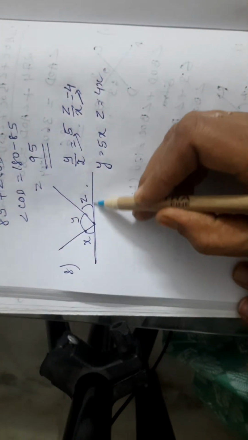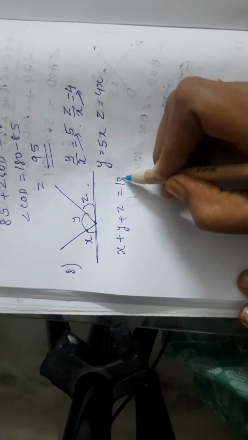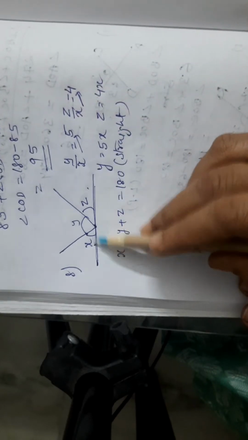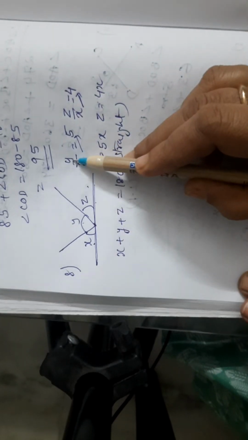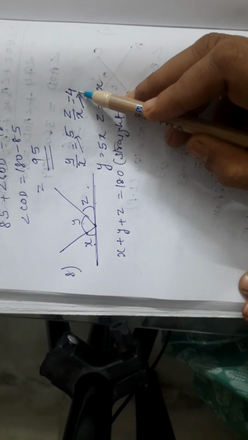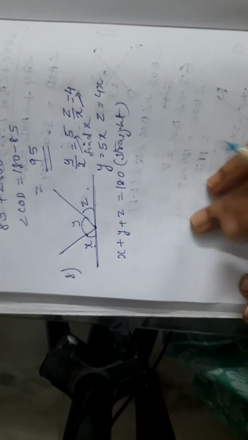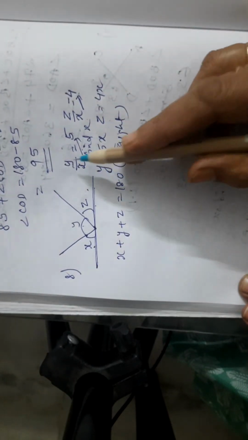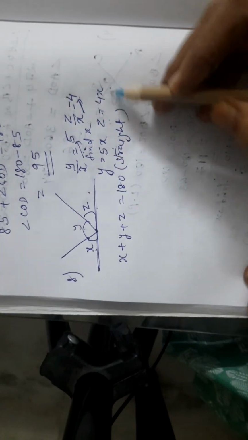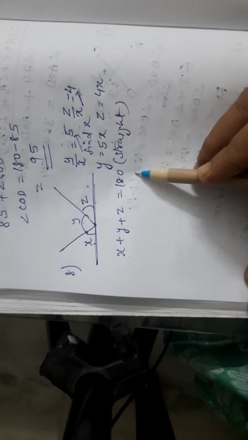Now as I told, the angles are making a straight angle. So x plus y plus z will be 180. The reason is straight angle. So it was given x, y and z. The condition is given, y upon x is 5, z upon x is 4. We need to find the value of x. We'll have cross multiplication where y is equal to 5x and z is equal to 4x. As it is a straight angle, x plus y plus z will be 180.